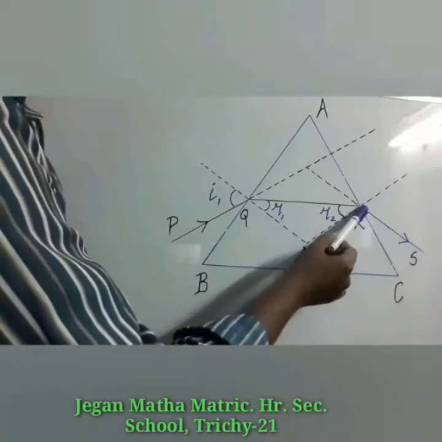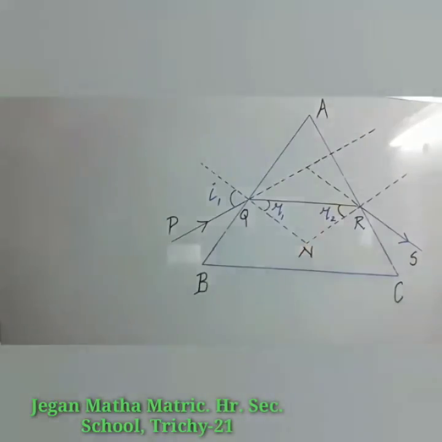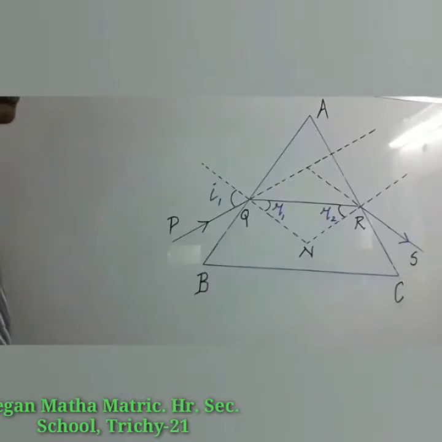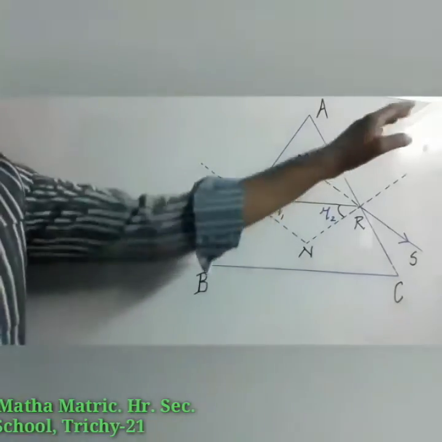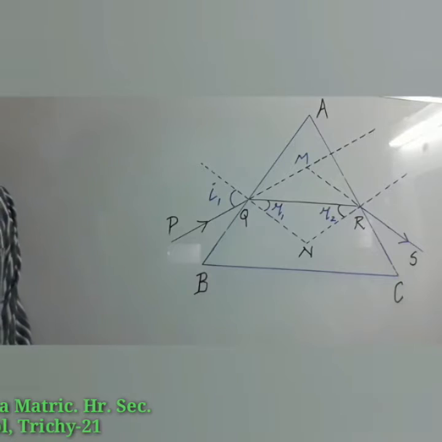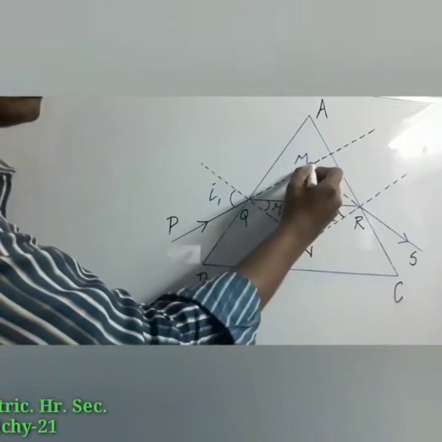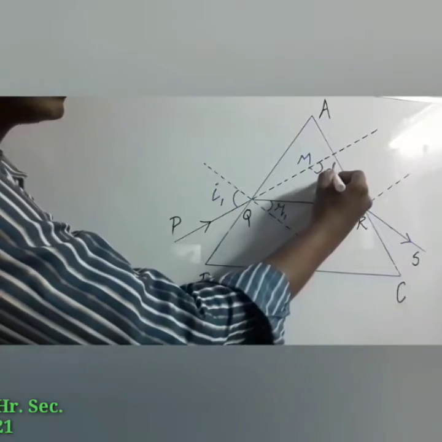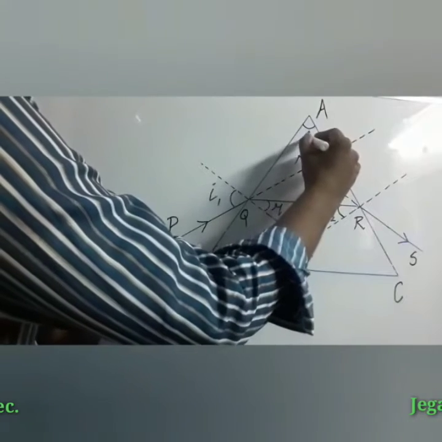Now I have extended the emergent ray. The extended incident ray and the extended emergent ray meet at the point M. The angle between the directions of the incident ray PQ and the emergent ray RS is called the angle of deviation D. The extended lines meet at the particular point M. Here an angle is made, which is known as the angle of deviation D. A is the angle of the given prism.